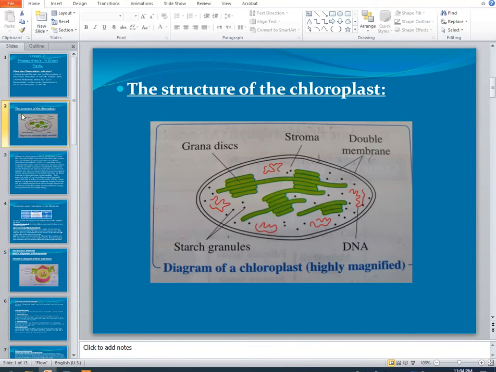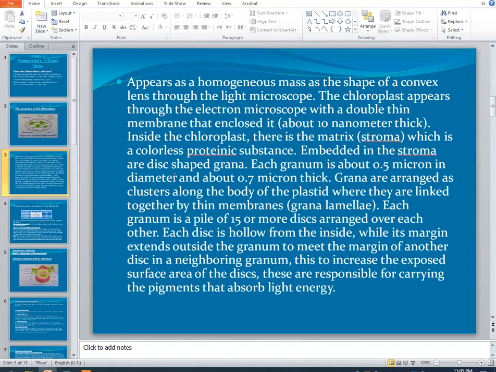cells. As we see in the structure of the chloroplasts, they consist of stroma, and it has grana discs. Also, it's covered with a double membrane, outer membrane and inner membrane. Also it contains DNA and starch granules. It appears as a homogeneous mass in the shape of a convex lens through the light microscope. The chloroplast appears through the electron microscope with a double thin membrane enclosing it, about 10 nanometers thick.